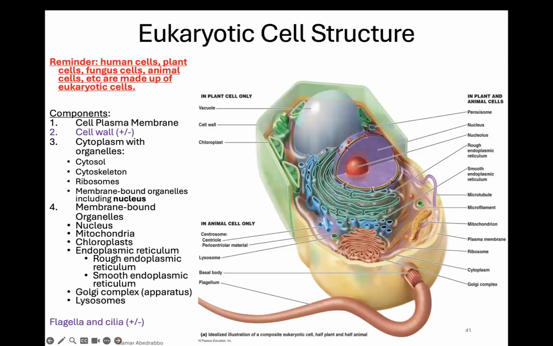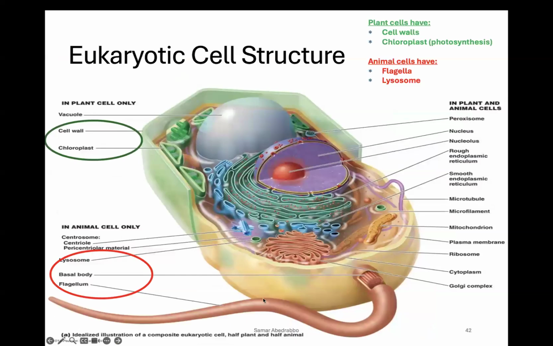At a big overview, this lecture is going to go over all the components in eukaryotic cells. We're going to talk about the cell plasma membrane, the cell wall, if it is present, and the cytoplasm with the various organelles like mitochondria, Golgi apparatus, and endoplasmic reticulum. So that's what we will focus on. A lot of times in this lecture, you'll see me say human cells, but just know that I'm referring to eukaryotic cells.